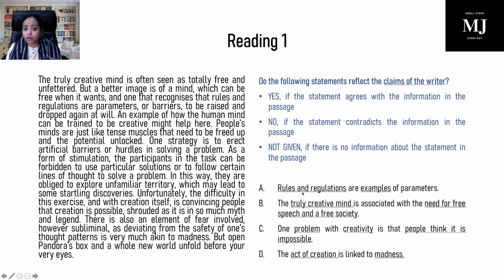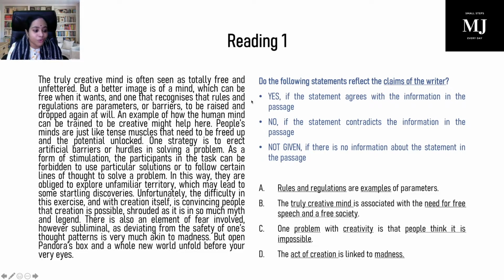So let's try to solve the first one. Rules and regulations are examples of parameters. Let's look for the rules and regulations. The truly creative mind is often seen as totally free and unfettered, but a better image is of a mind which can be free.